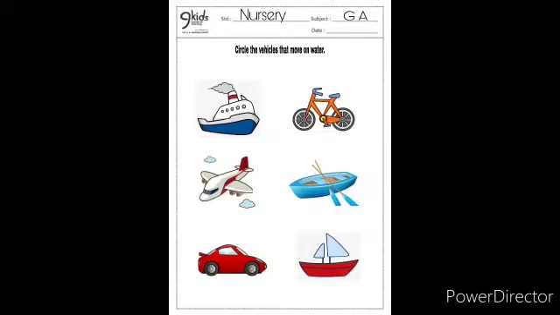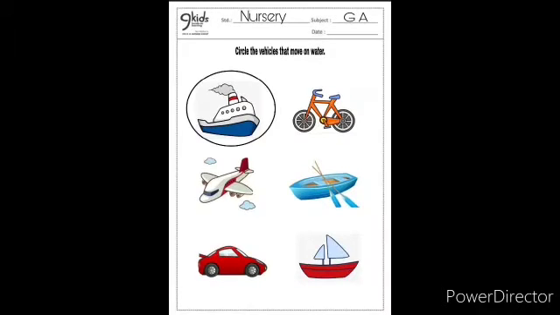Look, the first picture is of a ship. Ship is a water vehicle. So we have circled the picture. The next picture is of a cycle. Cycle is a land vehicle. So we will not circle the picture. The next picture is of an aeroplane. Aeroplane is an air vehicle.